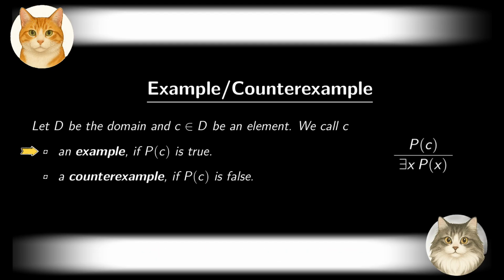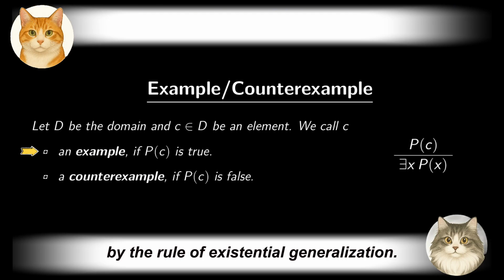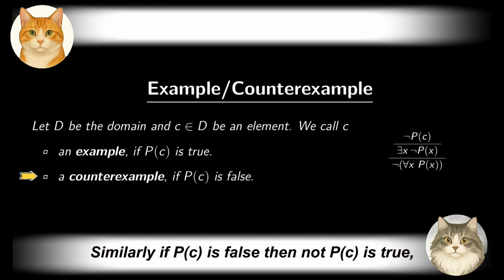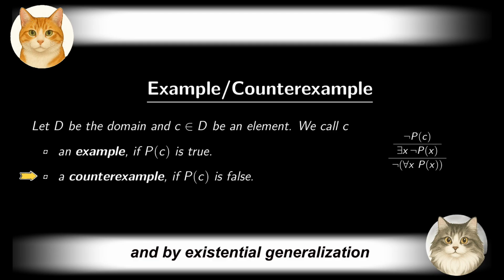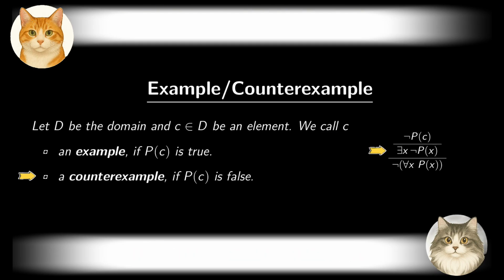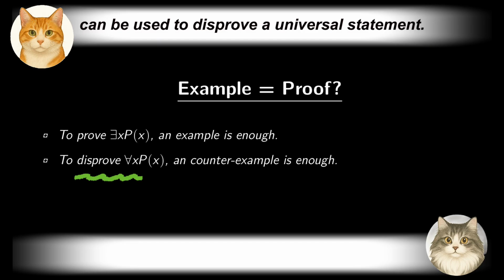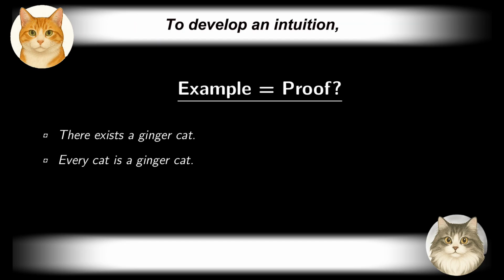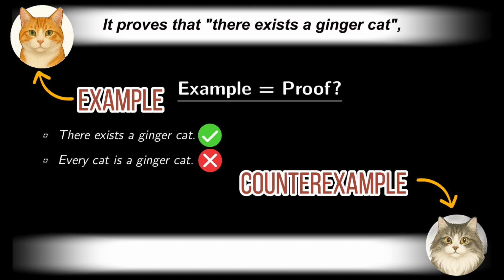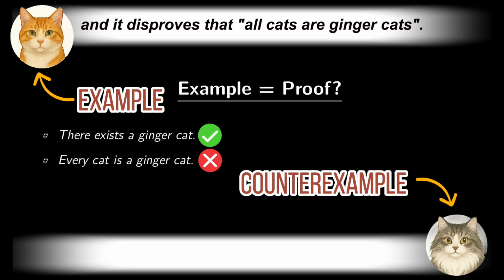If P(c) is true, then the statement there exists x, P(x), is also true, by the rule of existential generalization. Similarly, if P(c) is false, then not P(c) is true. And by existential generalization, so is there exists x, not P(x). But this is precisely the negation of the universal statement for all x, P(x). As a consequence, we see that an example can be used to prove an existential statement, while a counterexample can be used to disprove a universal statement. To develop an intuition, consider the following figure. It proves that there exists a ginger cat, and it disproves that all cats are ginger cats.